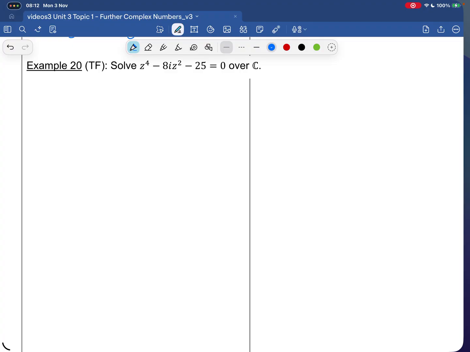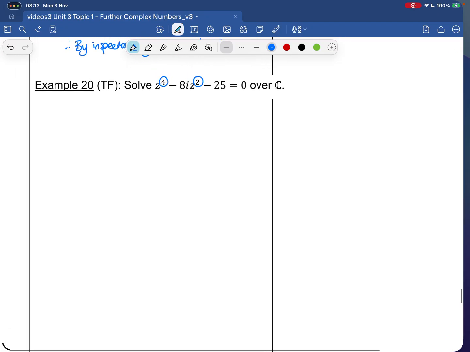I think the place to start would be if I notice I've got a z to the power 4 and a z squared. Maybe if I let z squared equal k or x or something, I could use my quadratic formula to factorize. I definitely couldn't factorize it just as it is. And then I could get some sort of a value for z squared. And maybe from there I could work with my z squared. Okay, let's have a look.